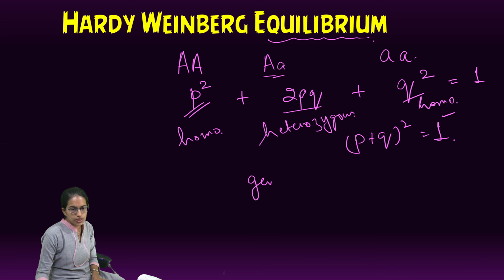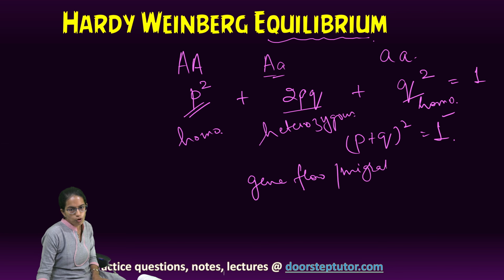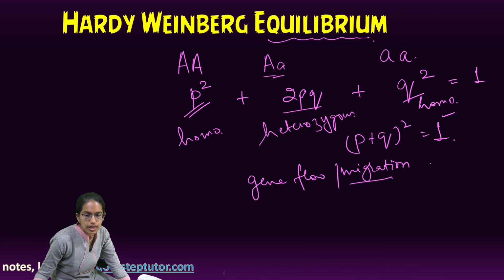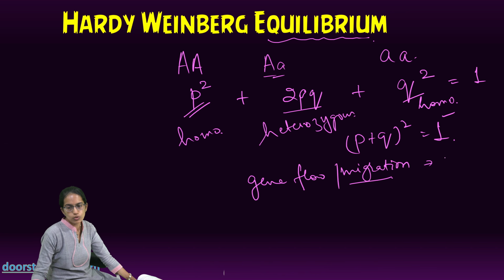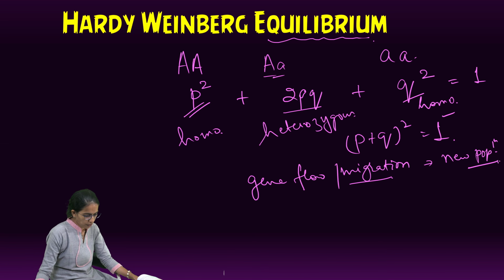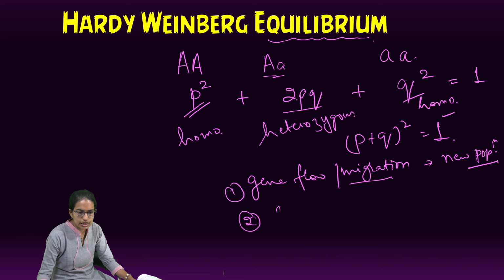The first is gene flow or gene migration. From one population to another, the migration or the flow of genes has occurred, and that has led to a change in the original population. So a new population is being created. There is a shift or a change in the population. Clear?